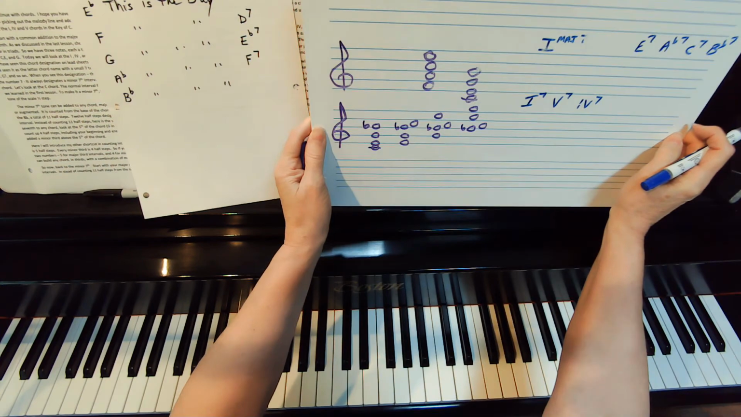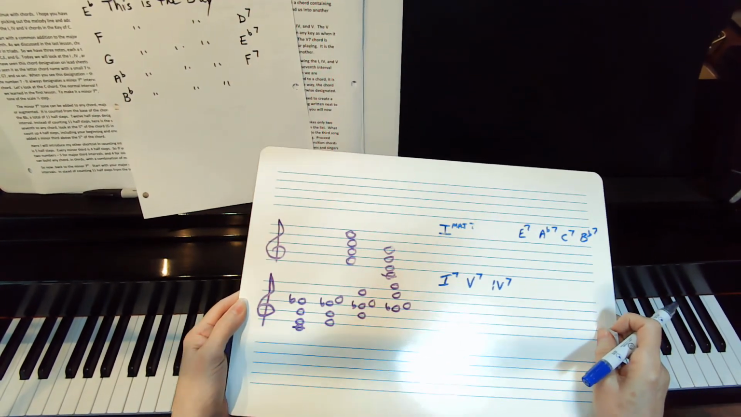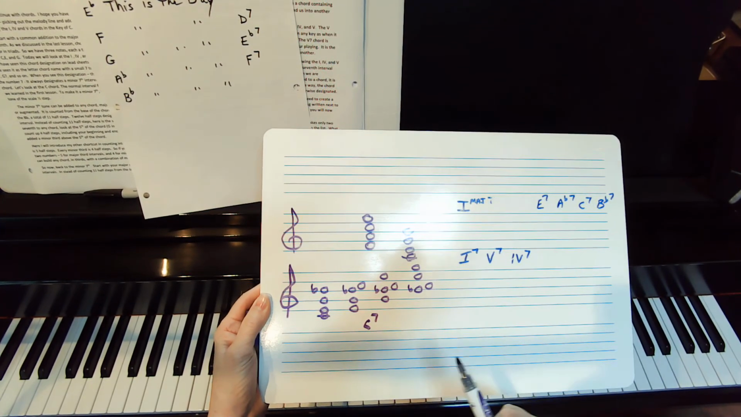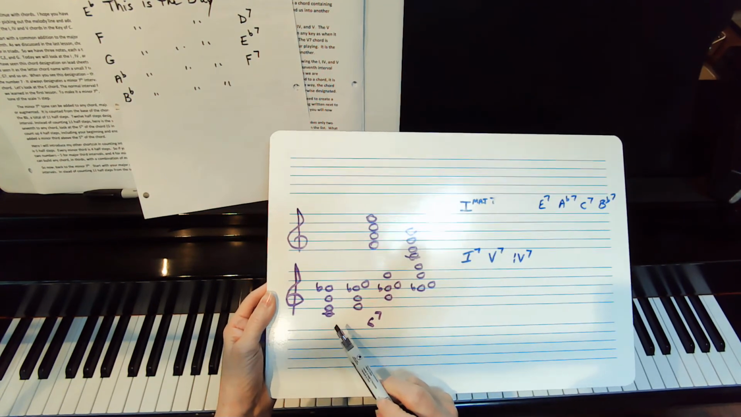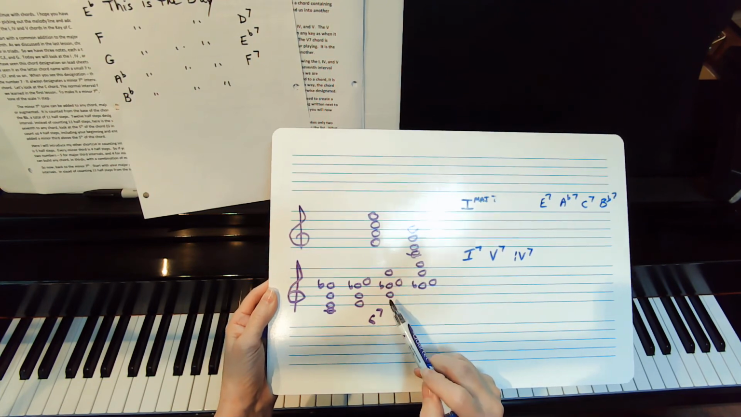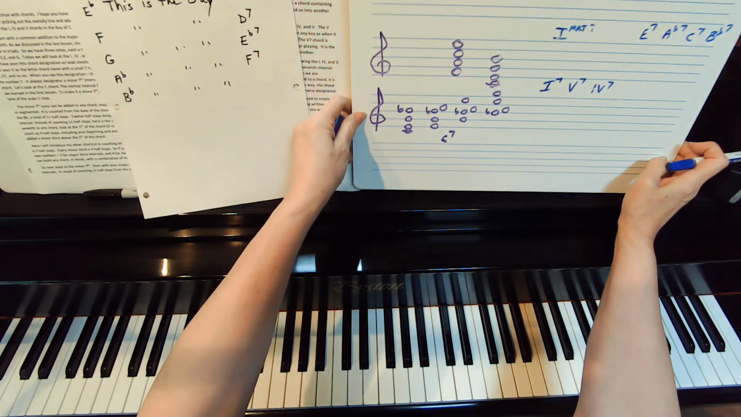Okay, so as you see, when you start writing inversions of the seventh chord, this was the C7 chord, you're going to have 4 possible positions. You can have the root showing on the bottom. You can have the third. You can have the fifth. Or you can even have the seventh, the minor seventh on the bottom.